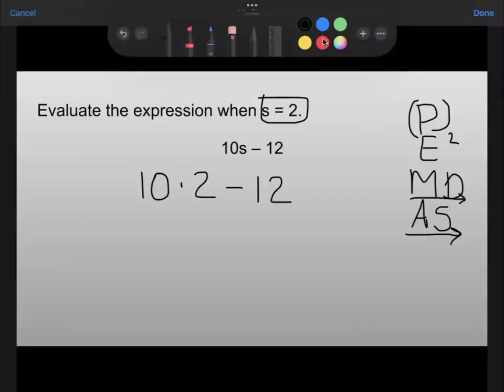When I look at our expression, I see we have multiplication and we have subtraction. So according to PEMDAS, multiplication would come first. So I'm going to go ahead and delete those, but I'm going to do this first. So 10 times 2 would be 20. So I'm going to go ahead and do that, and I still have this operation to do. Now all that I have left is subtraction, and 20 minus 12 is equal to 8. So the evaluation of this expression when s is equal to 2 is 8. Now that same expression when s is equal to something different would give us a different answer.